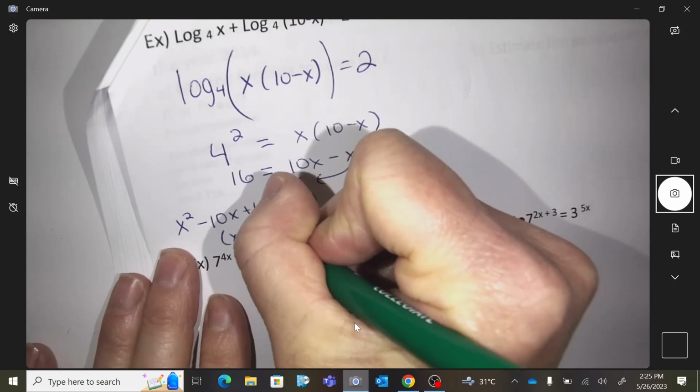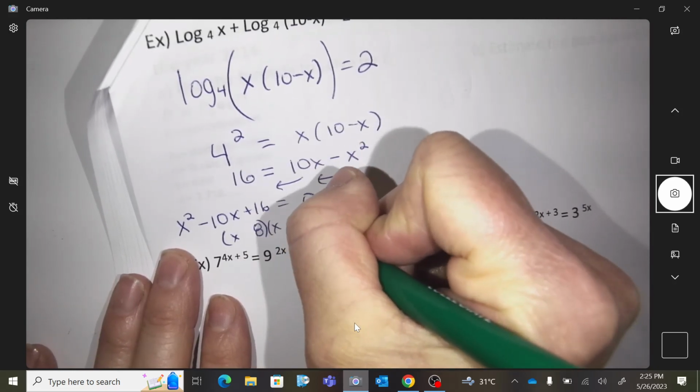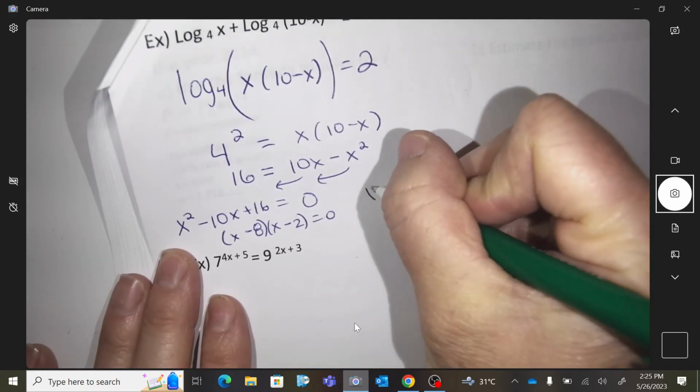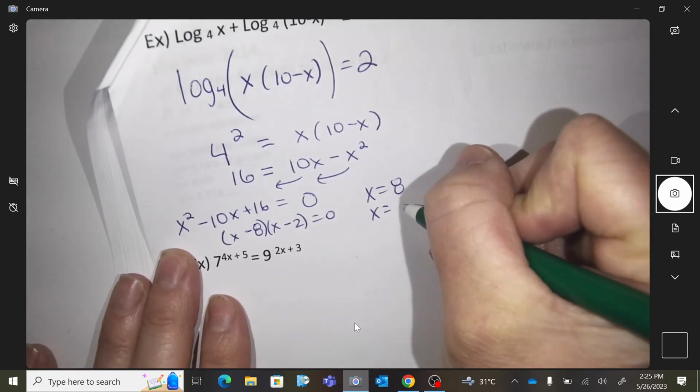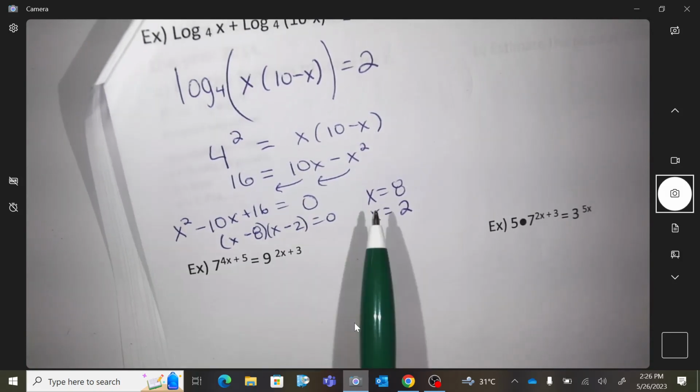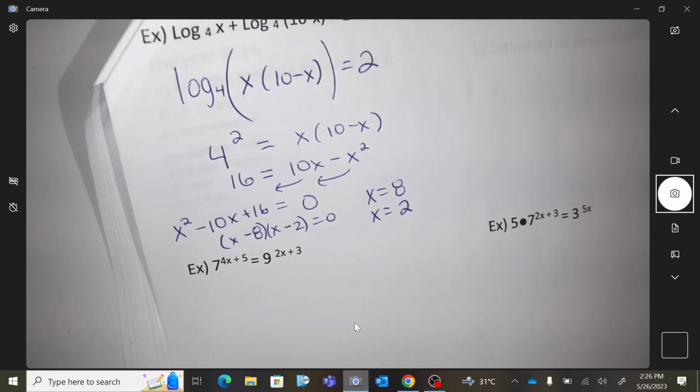Factor with an 8 and a 2. No, it's positive 16. Wouldn't it be negative? Oh, you moved that stuff to that side. Yeah, I went this way. But then you had a negative x squared. I don't like factoring with a negative x squared, that's why I did that.